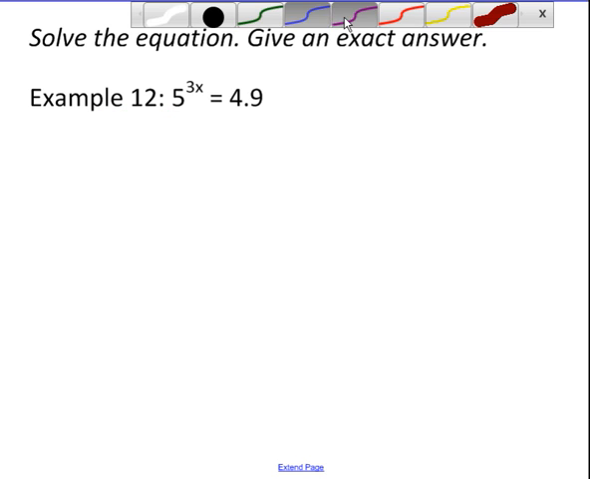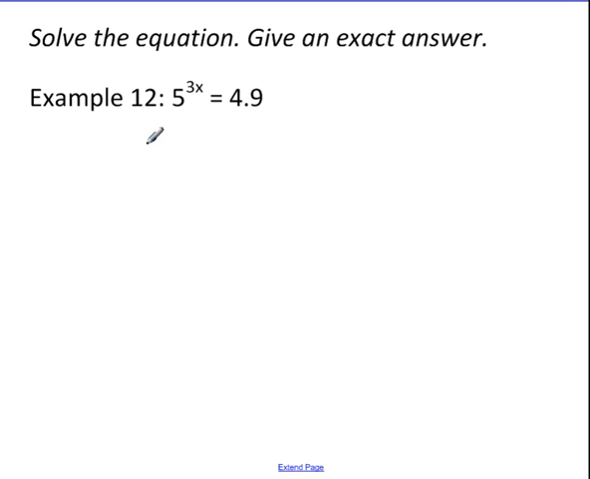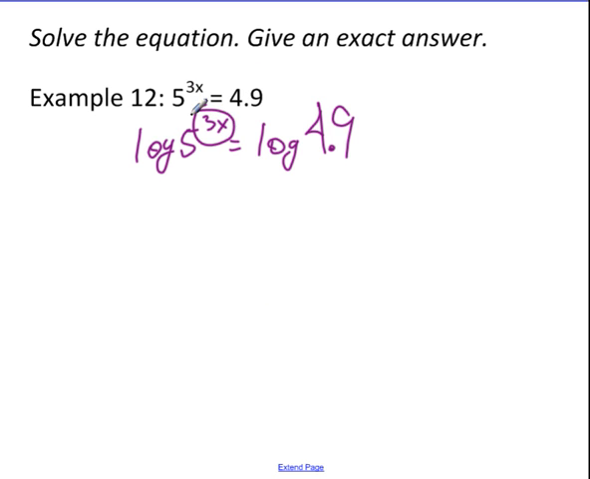So let's try that again here. I'm going to take log of both sides. Log of 5^(3x) equals log of 4.9. Yeah, because who would want to solve this without logs? It's a mess. So we're going to take that exponent, we're going to drop it out front. We got 3x log of 5 equals log of 4.9.